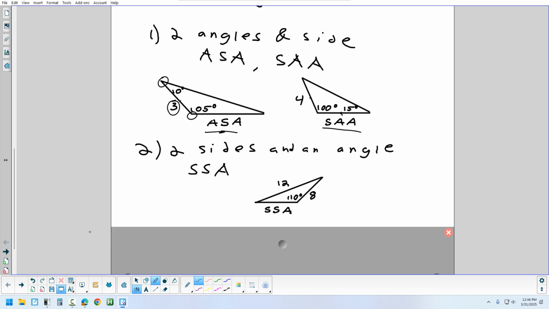When you write the abbreviation, you can write angle, side, angle. If you write it backwards, well, that one's the same. For side, angle, angle, you can write angle, angle, side. That's the same thing. And for side, side, angle, we're going to leave it in that order. It's not nice if you reverse it.